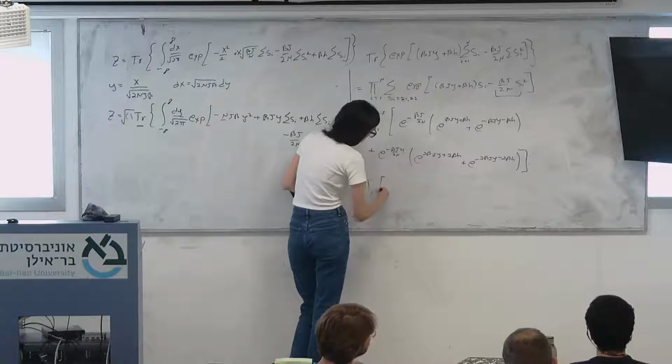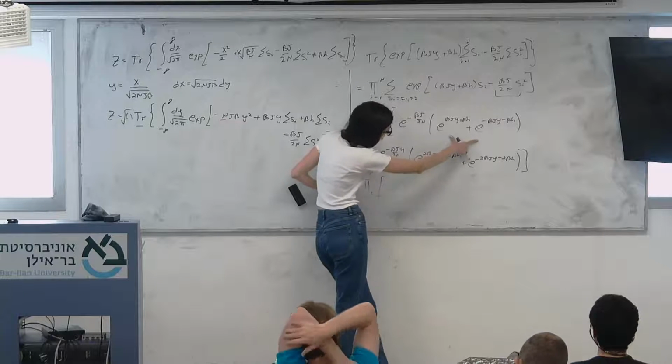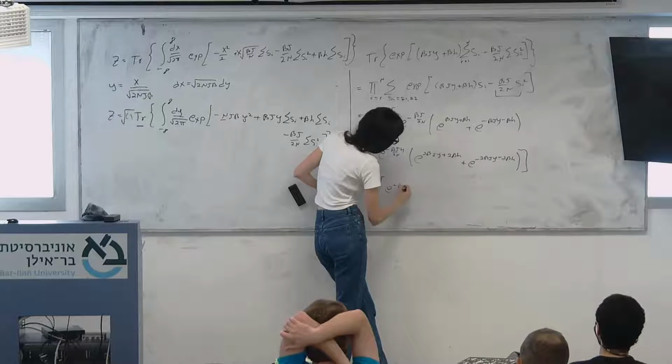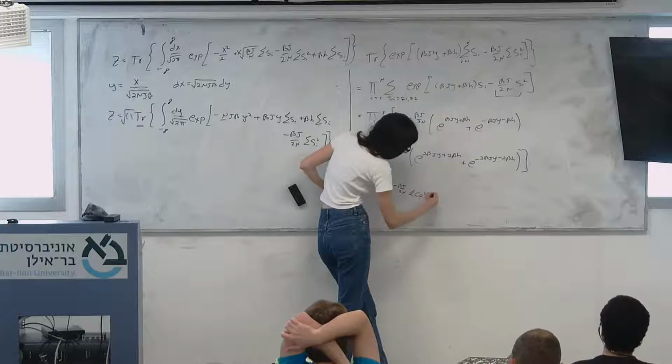So this is a cosine function. So e to the minus beta j over 2n times... what is cosine? Which constant?